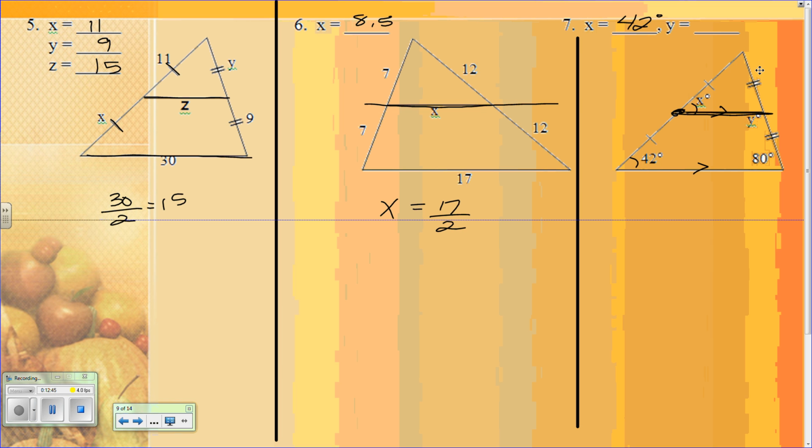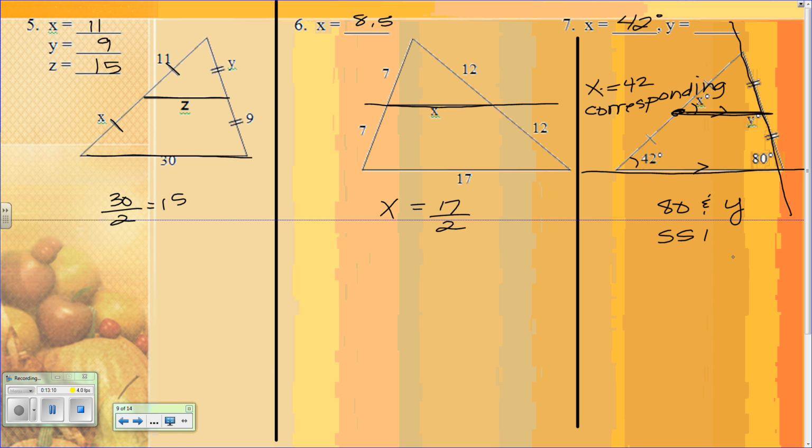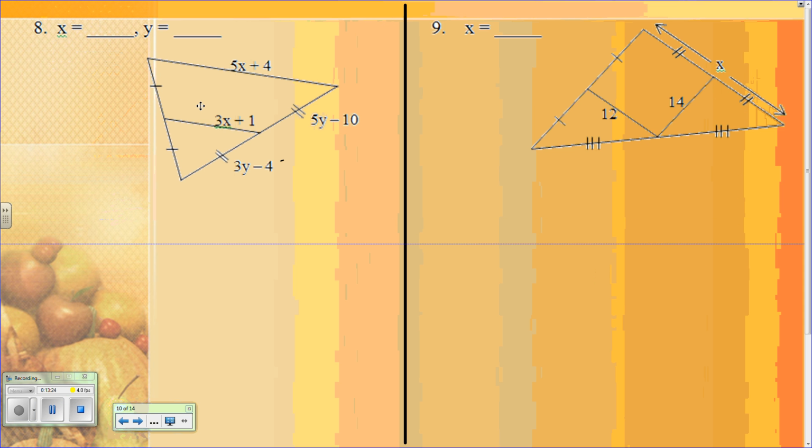Now, if this is my transversal on this side, I'm going to say x is equal to 42 because they're corresponding, because we can't forget these terms. Now, these two are on the same side of this transversal, and they're inside my parallel lines, so that makes 80 and y same side interior, so that means y has to be 100 because they're supplementary. So 80 plus y equals 180. Oops. All right, so let's try some of these problems.